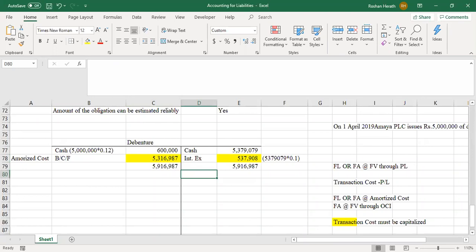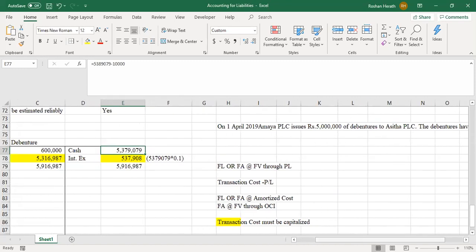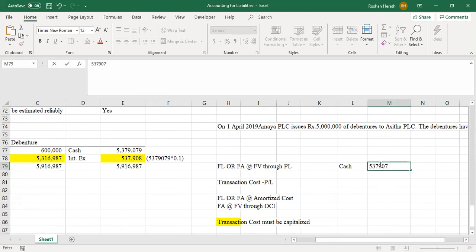So the question would ask you what is the interest expense for the year ended 31st March 2020. This is the interest expense. And yeah, that's what it asks. And thereafter it asks the initial journal entry as well. So if you have to provide that, so now you have already done that. So you can get cash 5,379,079 and credit 5,379,079. It is debenture.